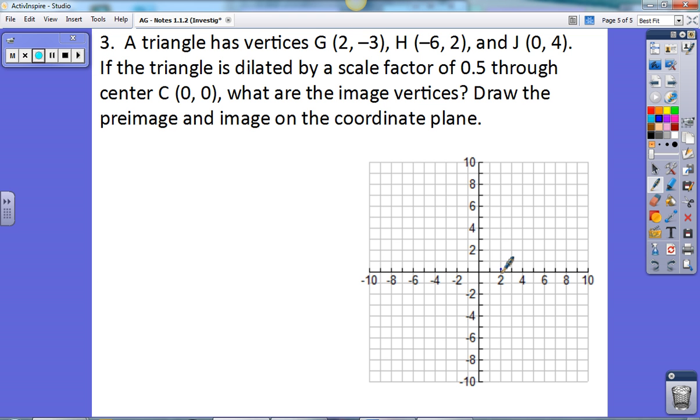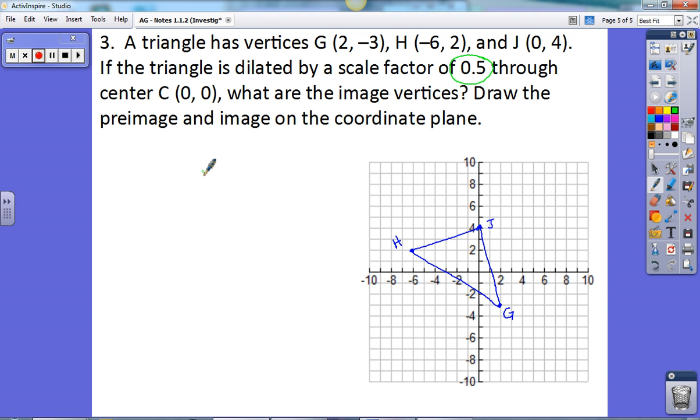So we've got 2, -3, -6, 2, and 0, 4. So there's my pre-image. Let's switch to a different color. It tells me that the triangle is dilated by a scale factor of 0.5, so since that's my scale factor, it's going to be a reduction through the center. What are the image vertices?